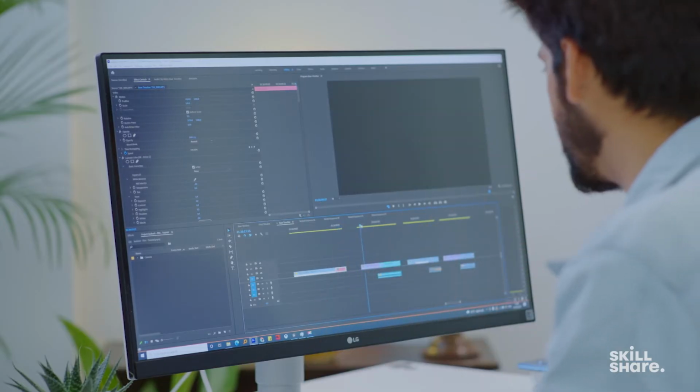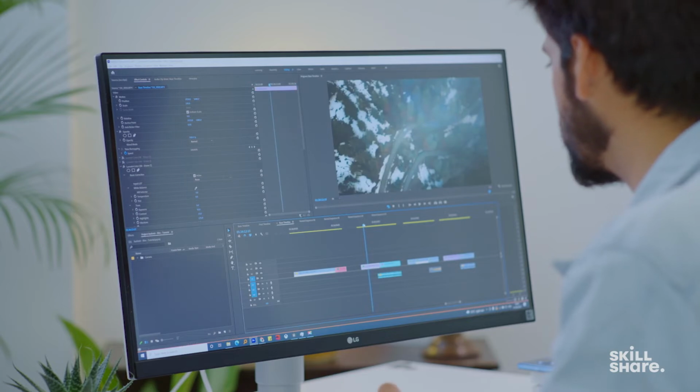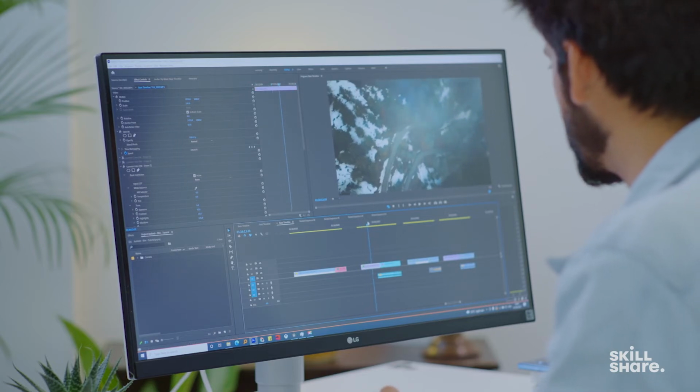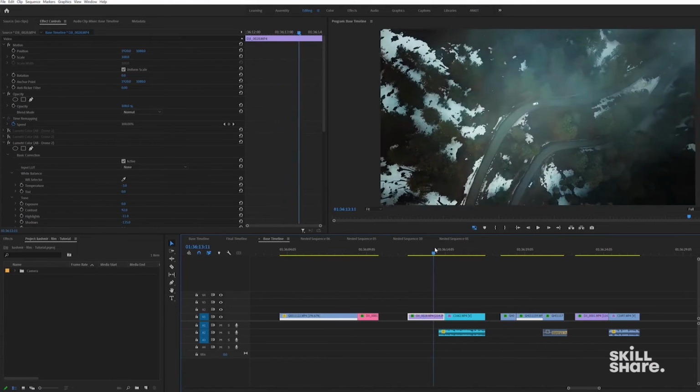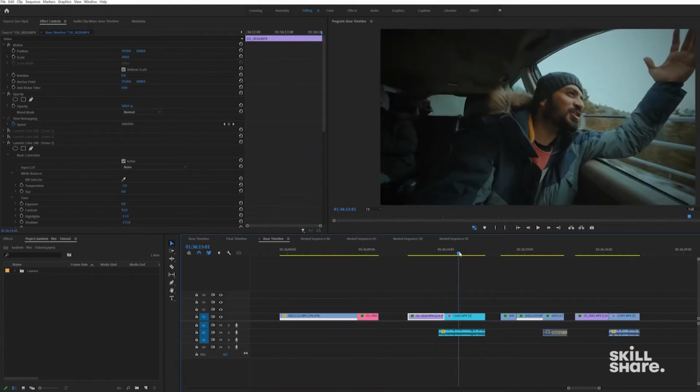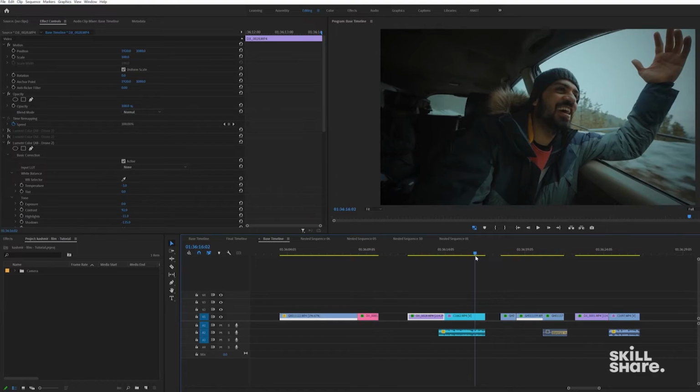Like look at the another example. Look at these two shots. So this is the drone shot of the car and then I'm talking in the car. So when you combine these two shots, it makes it fun, it adds to the flow.